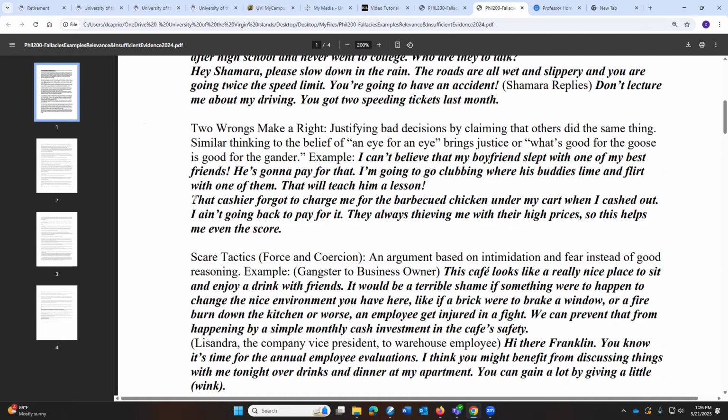Whenever we try and get even by doing the same thing that we're claiming is bad, we're probably on shallow ground for a good argument. "That cashier forgot to charge me for the barbecue chicken under my cart when I cashed out. I ain't gonna go back and pay for it. They're always thieving me with their high prices, so this helps me even the score." So in other words, just because I think that store overcharges, when they forget to charge me for something and I don't pay for it, I'm justifying that action. And pretty much I'm doing the same thing I'm claiming they're doing.